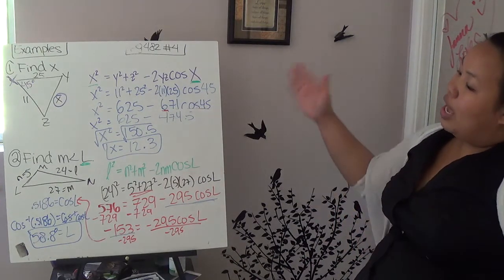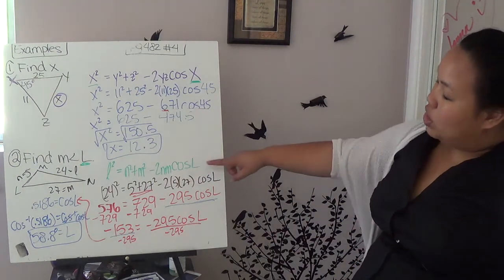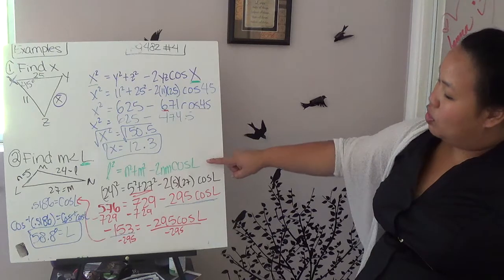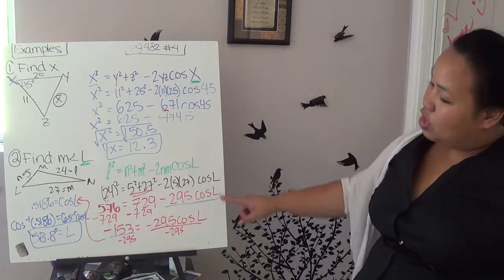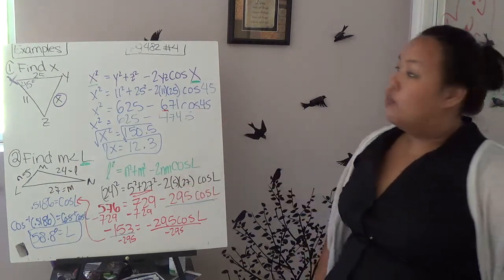Alright, so go ahead and write that down. Once you figure out the equations, you fill it in. And when you fill it in, you just solve from there for the missing one. And if you're looking for an angle, you're always going to use the inverse, cos negative 1.